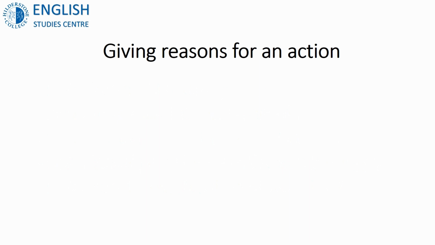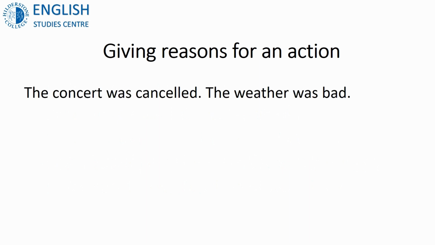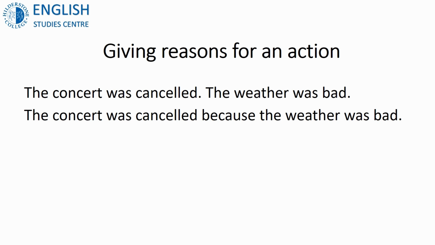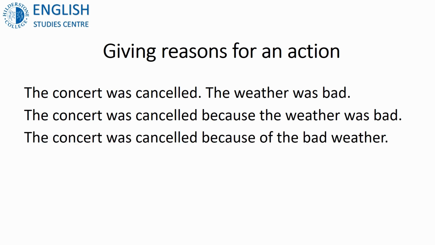Another way to use participle clauses is to give reasons for an action. So let's look at some examples for that. The concert was cancelled, the weather was bad. Now that's another example where the sequence of sentences shows the relationship, not the words. Of course, you could also say the concert was cancelled because the weather was bad. You could equally say the concert was cancelled because of the bad weather.